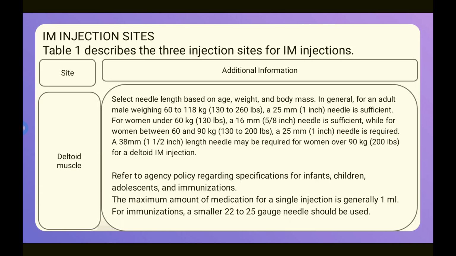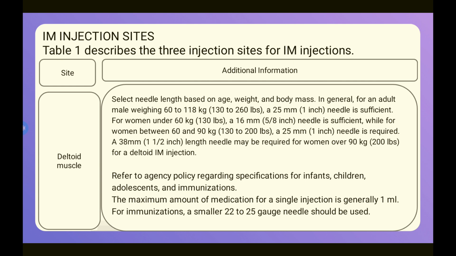Select the needle length based on the age, weight, and body mass index. In general, for an adult male weighing between 60 to 118 kilograms, a 25 millimeter or 1 inch needle is sufficient. For women under 60 kilograms, a 16 millimeter or 5/8 inch needle is sufficient, while for a woman between 60 and 90 kilograms, a 25 millimeter or 1 inch needle is required.